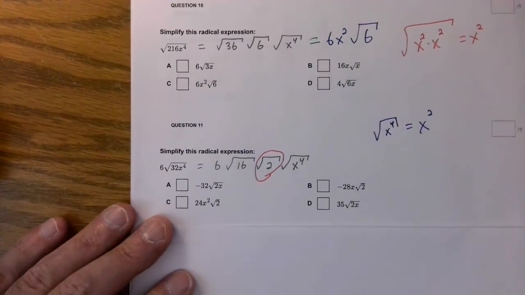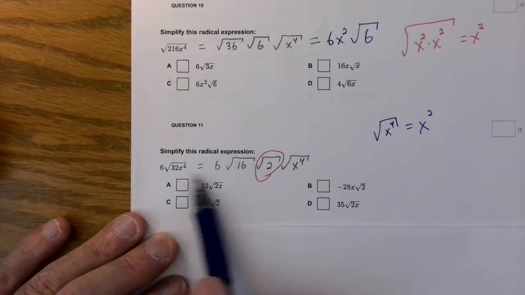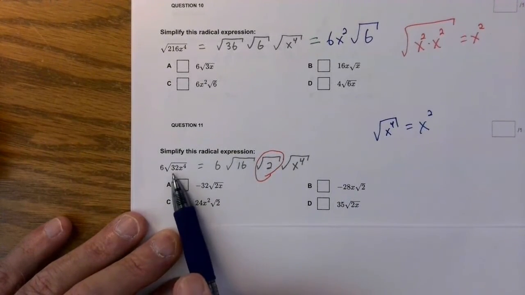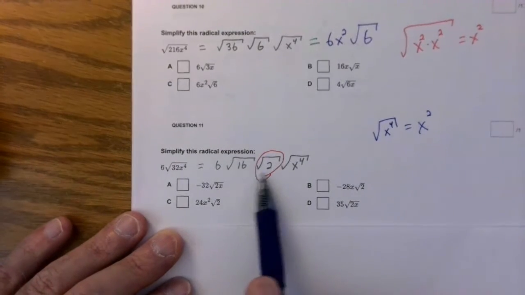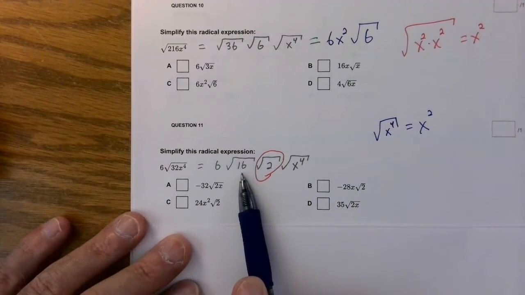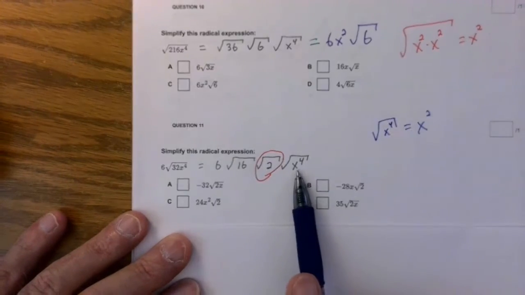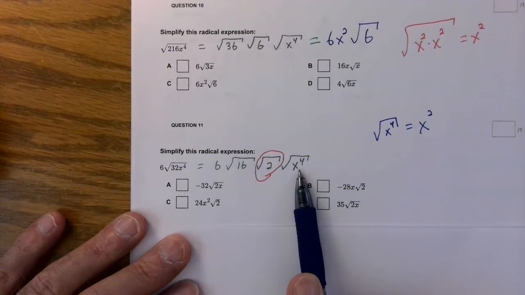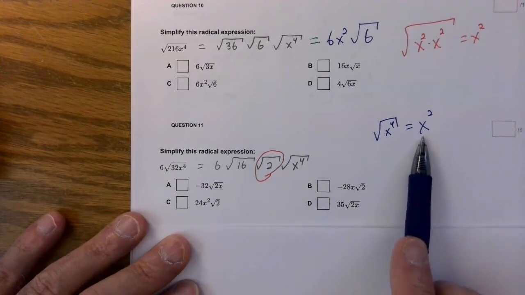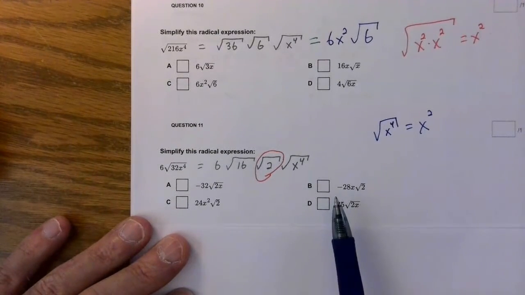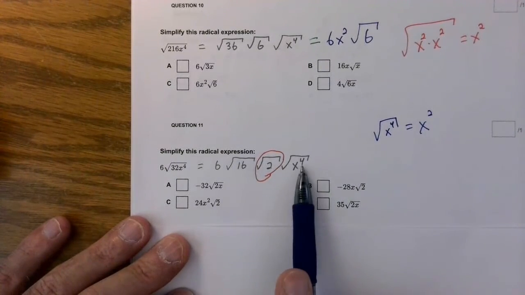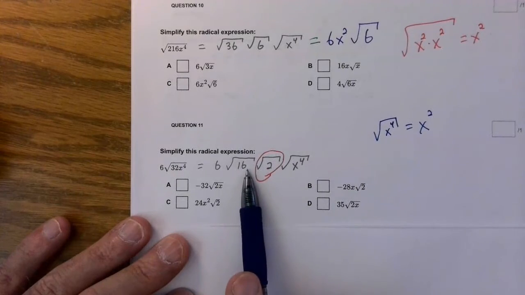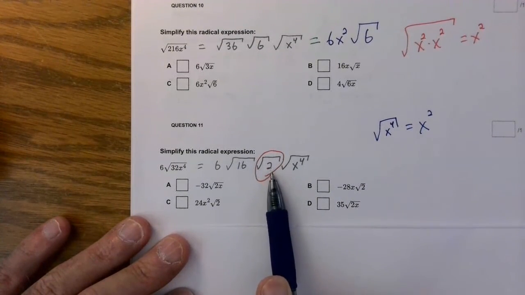All right, number 11. And there's a 6 outside, so leave it out. Inside there's a 32. 32 is 16 times 2. 16 is a perfect square. All right? X to the 4th is also a perfect square. And x to the 4th equals x squared. You should be able to do this, guys. This becomes 4, so it's 4 times 6. And this x to the 4th becomes x squared. It's x squared outside. All that's left inside the radical sign is the 2.